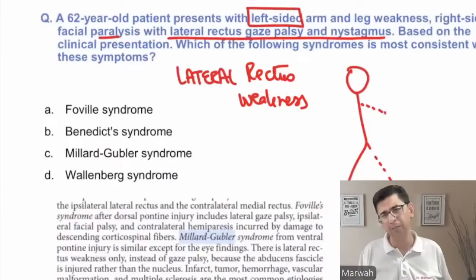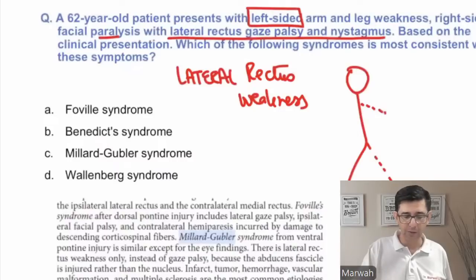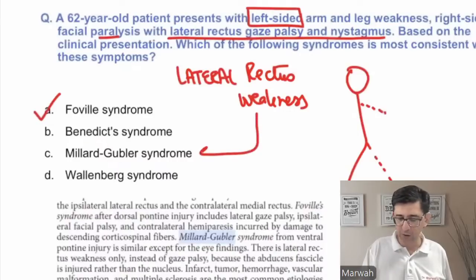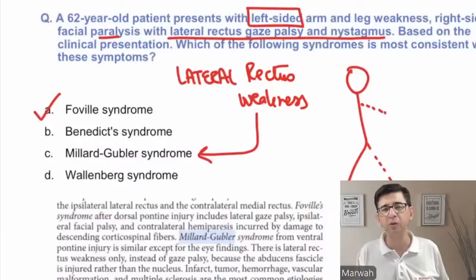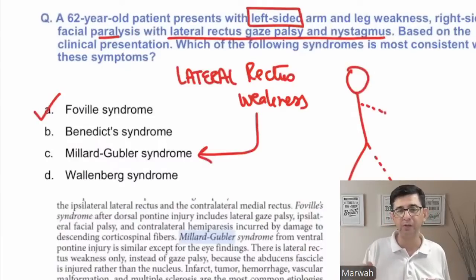Okay, so yeah, I did talk about Foville syndrome. The basic point I'm trying to say is if it is palsy and it is nystagmus, then it is Foville syndrome. And in case it is weakness, then it would be called Millard-Gubler. The difference is that in Millard-Gubler, it is the sixth nerve that gets involved, but not the nucleus. But in Foville syndrome, it's mainly the nucleus that gets involved.